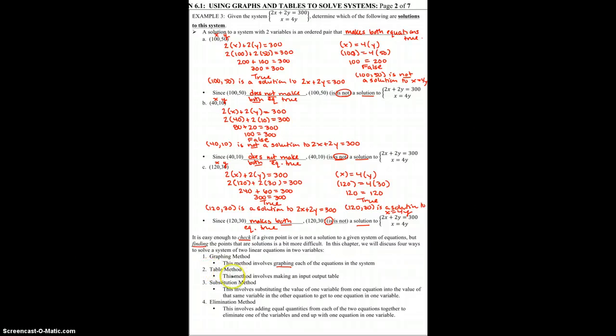The table method, so we looked at input-output tables in the last unit. So this method involves making an input-output table. And then in the next section, we're going to look at the substitution method, which involves substituting the value of one variable from one equation into the value of that same variable in the other equation. And then finally, we're going to look at the elimination method. And this involves adding equal quantities from each of the 2 equations together to eliminate one of the variables and end up with one equation and one variable, which we learned how to solve in the last unit.